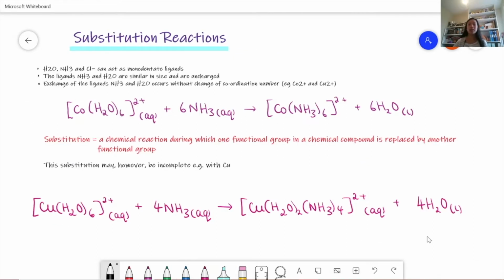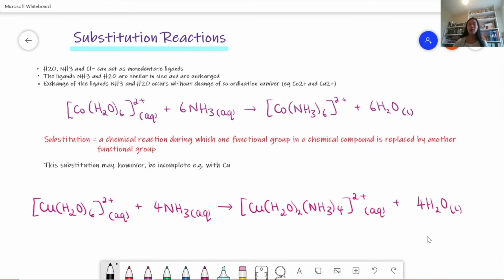Now we're going to talk about substitution reactions. So water, ammonia and the chloride ion can all act as monodentate ligands. However, we're going to just look at ammonia and water for now. So these 2 ligands are very similar in size and they're both uncharged. And so what that means is that when we exchange them, it occurs without change of coordination number. And the definition of the coordination number is how many coordinate bonds are attached to the central metal atom or ion.